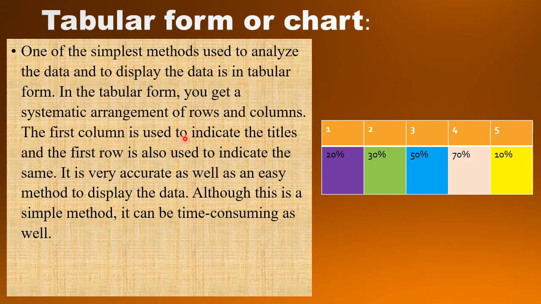Next one is a tabular form or chart. One of the simplest methods to analyze the data is to display the data in a tabular form. In the tabular form, you get a systematic arrangement of rows and columns. The first column is used to indicate the titles, and the first row is used to indicate the same. It is very accurate as well as an easy method to display the data. Although this is a simple method, it can be time consuming as well.